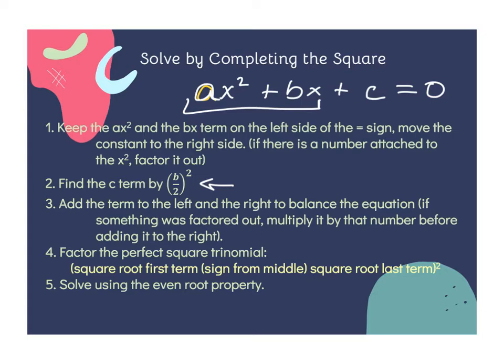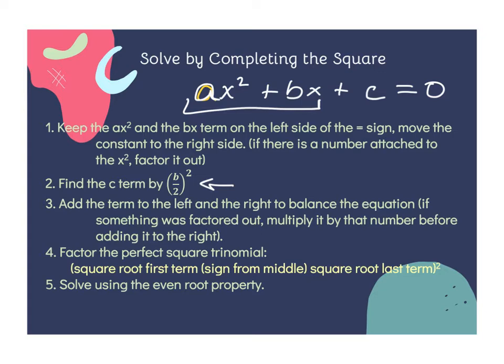Then if there was a number in front of x squared that's not a 1, we would have to factor it out. Then in order to get my new c term, I have to take the b term, divide it by 2, and square it. Then once I add that to both sides, the left side becomes a perfect square trinomial that when I factor it will turn into a binomial squared.